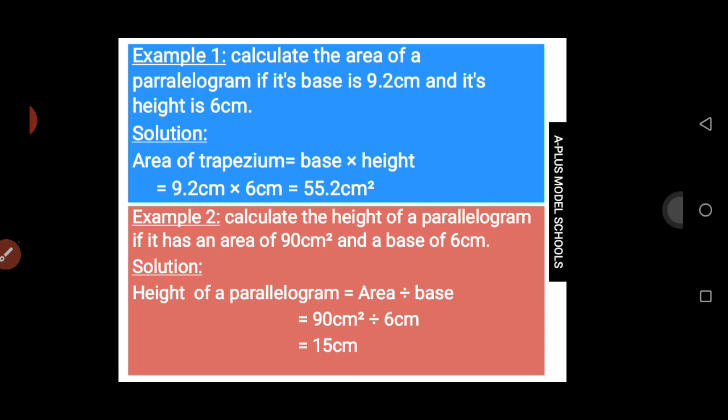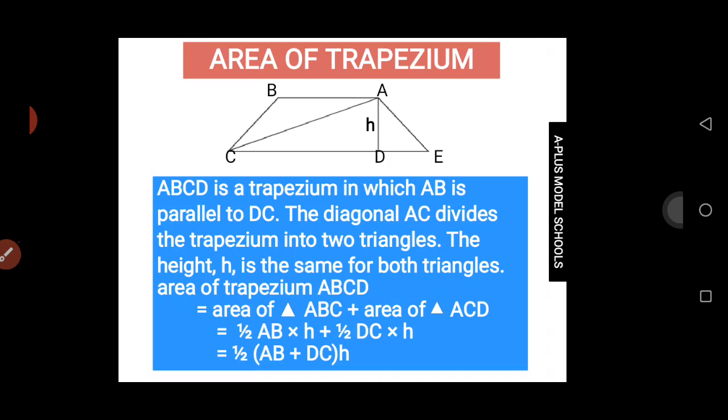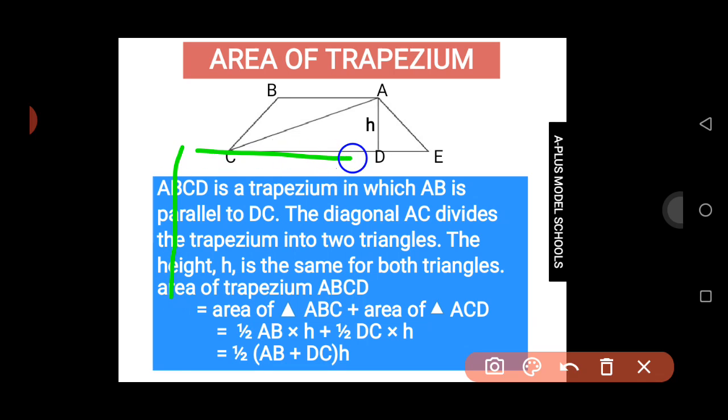So let's move to area of trapezium. Area of trapezium. You can see, looking at this diagram, ABCD is a trapezium. A trapezium is just like a van, just like this shape.